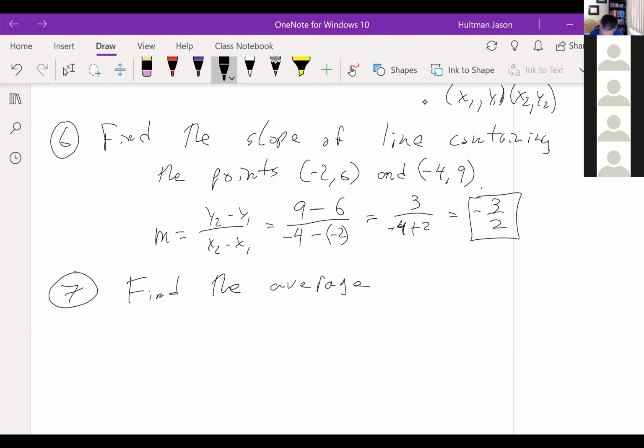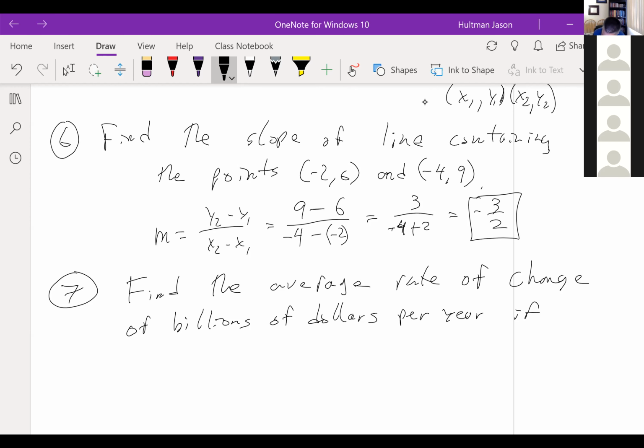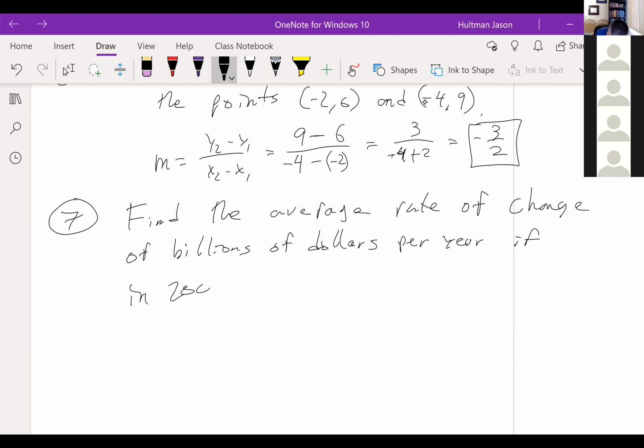Okay, find the average rate of change of billions of dollars per year if in 2000 there was 3.311 billion dollars.